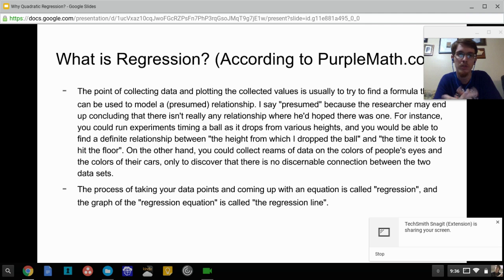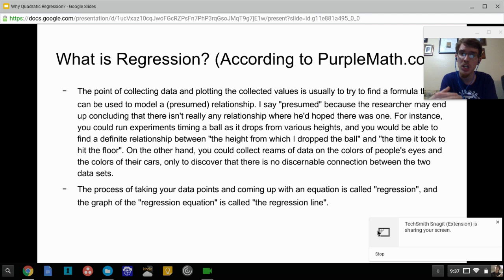So, a definition of regression itself from purplemath.com. I really like this, so I'm going to read this exactly. The point of collecting data and plotting the collected values is usually to find the formula that can be used to model a presumed relationship. I say presumed because the researcher may end up concluding that there really isn't a relationship where he hoped there was one. For instance, you could run experiments timing a ball as it drops from various heights, and you would be able to find a definite relationship between the height from which I dropped the ball and the time it took to hit the floor.